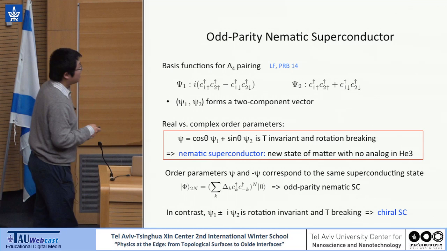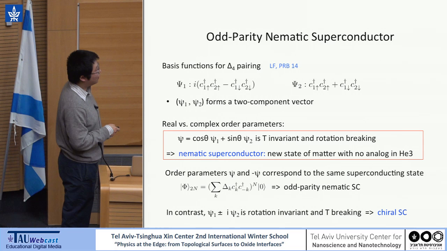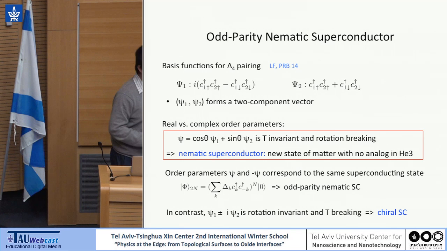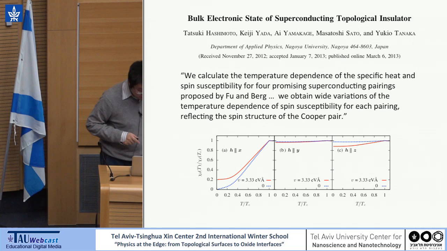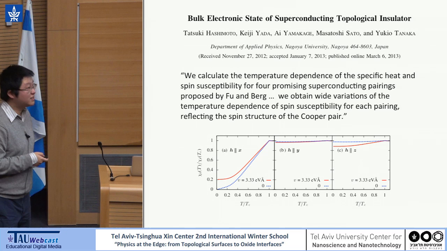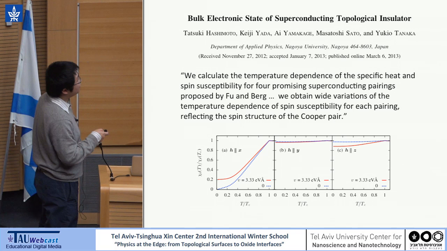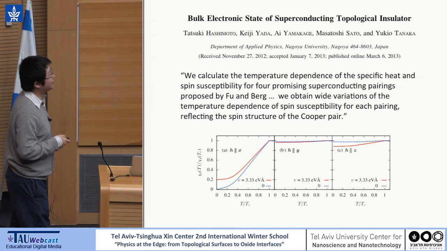Now, another superposition, the complex superposition of the two components, phi 1 plus i phi 2 or phi 1 minus i phi 2, spontaneously breaks time reversal symmetry, but it's rotationally invariant. So this would be a chiral superconductor. And experiments point to the nematic superconductor for copper-doped bismuth selenide. The comparison between theory and experiment can be made more precise. Two years before the NMR experiment, there was a theoretical calculation by these authors in Japan. They took the four different order parameters, and they calculated the spin susceptibility in the superconducting states.